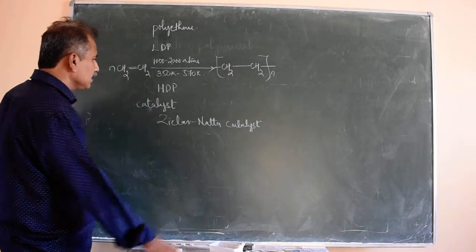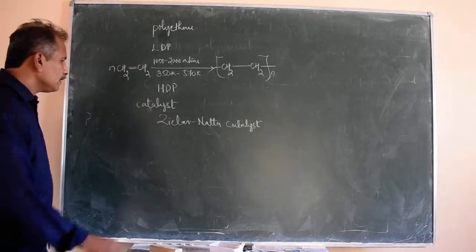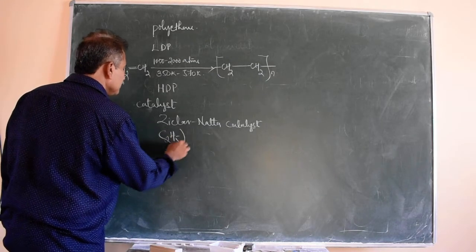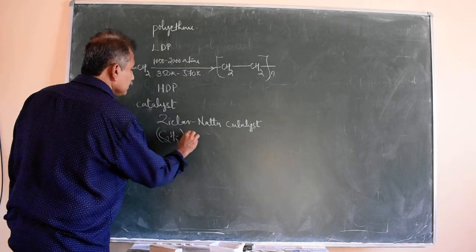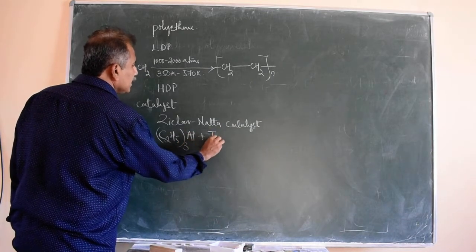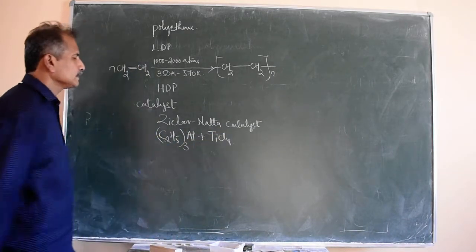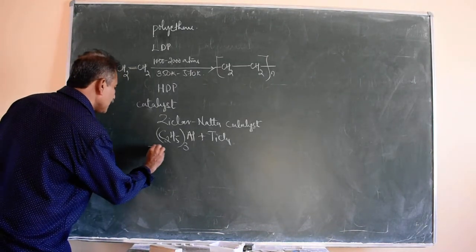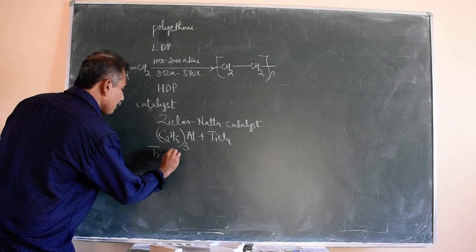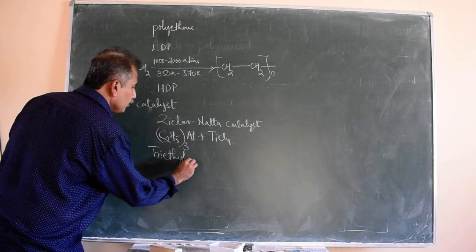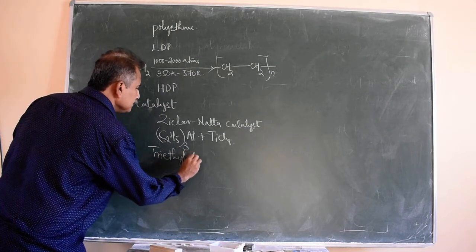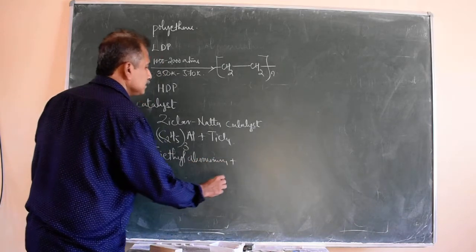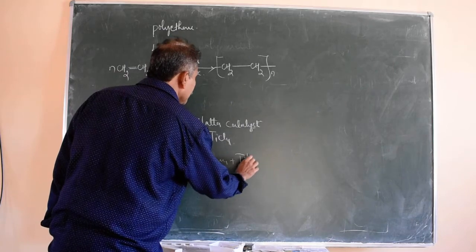Now what is the Ziegler-Natta catalyst? It is triethyl aluminum plus titanium tetrachloride. This is called the Ziegler-Natta catalyst.